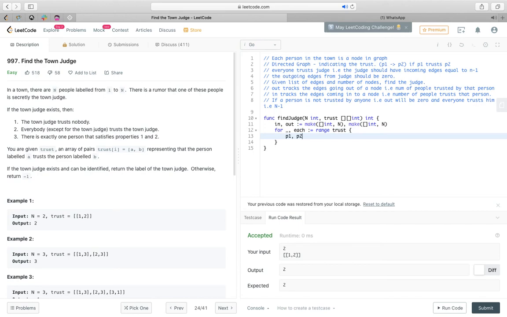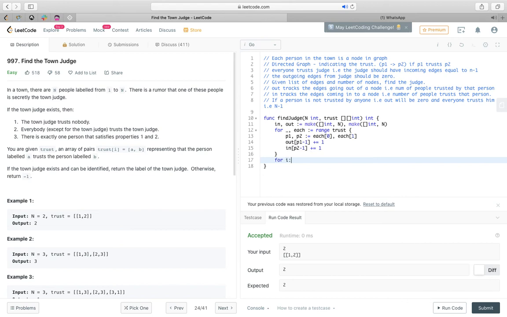We take the persons P1 and P2, which is telling me that P1 trusts P2. That means there will be an egress for P1. I'm using minus 1 as an offset because the persons are labeled from 1 to n, not from 0 to n. I'm increasing the egress of P1, and I am adding to the ingress of P2. So P2 has an ingress edge coming from P1, and P1 has an egress edge going out from P1.